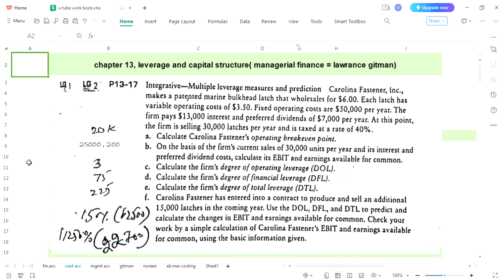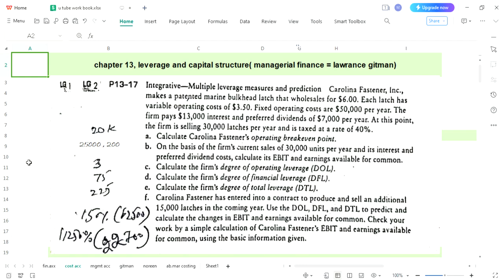Today's target is to solve question number 13.17. The chapter we are dealing with is Leverage and Capital Structure, from the Managerial Finance book by Lawrence Gitman. As usual, we are focused upon leverage, the different types of leverage we have discussed: leverage of operations, that means degree of operating leverage, degree of financial leverage, and degree of total leverage, which we have calculated, and the different ways we have used them.